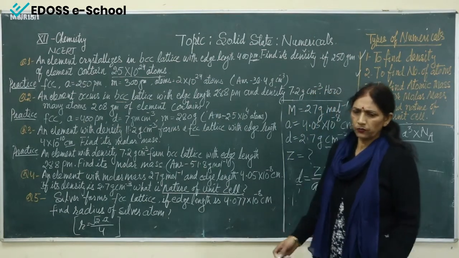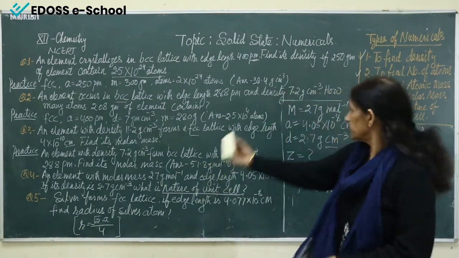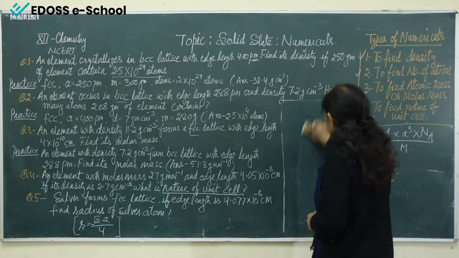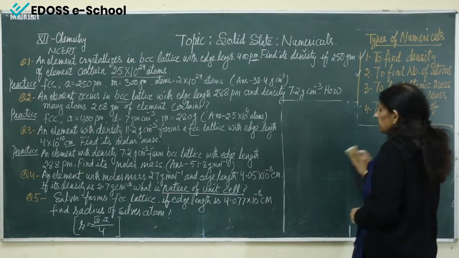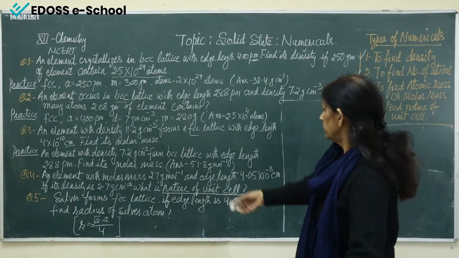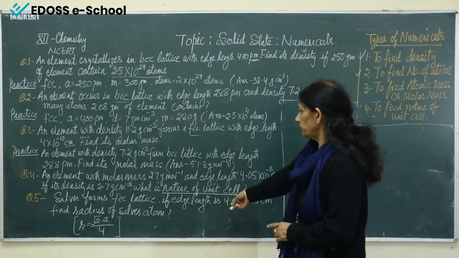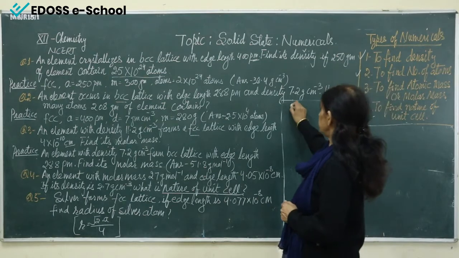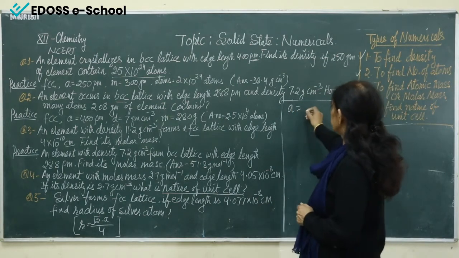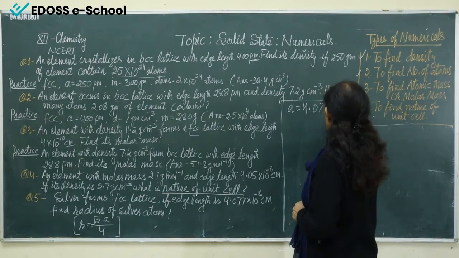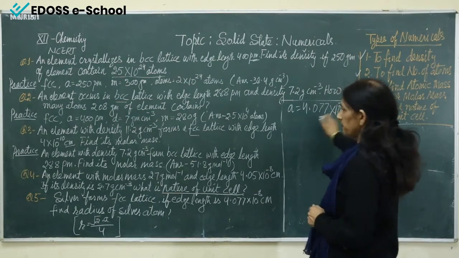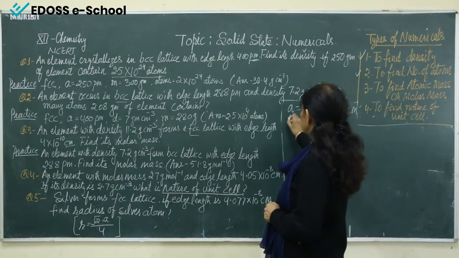This is very easy. You have to find radius. Sometimes such type of questions are also given in the board. Radius, here nothing you have to do. See here, edge length is given to you. Edge length means A is given to you. A is 4.077 into 10 raised to power minus 8 centimeter. And you have to find radius.